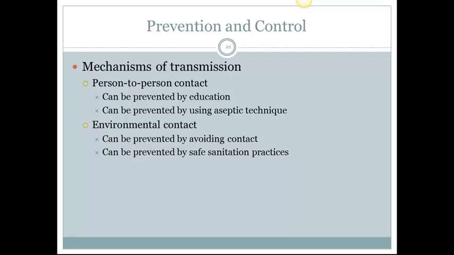Mechanisms of transmission. Person-to-person contact, which is considered a communicable disease, can be prevented by education and can also be prevented by using aseptic techniques, which we will talk about in a little bit. Environmental contact can be prevented by avoiding contact and by safe sanitization practices. Our environmental contact is considered our food sources, our water sources, things that we may ingest or inhale.